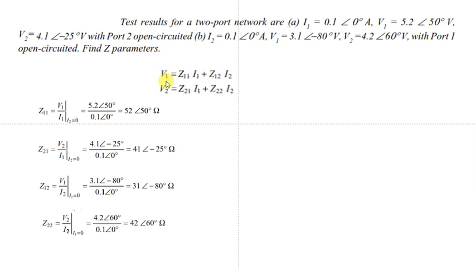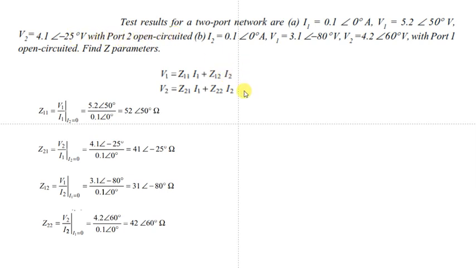So we know that in Z parameters, voltages are expressed in terms of currents. V1 and V2 are expressed in terms of currents I1, I2. How to find Z11? To find Z11, I want this quantity to be 0. So I2 should be 0. When should I2 be 0? When port 2 is open circuited. Please see here, with port 2 open circuited.